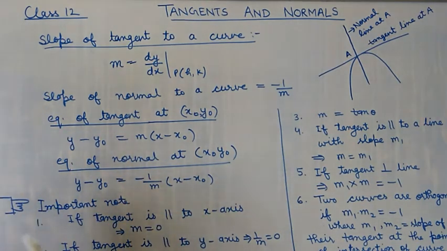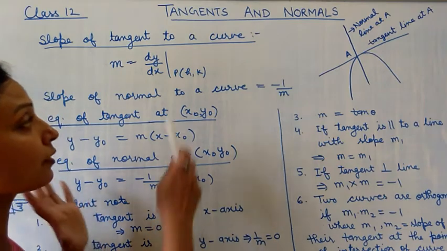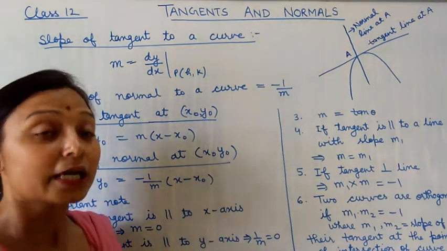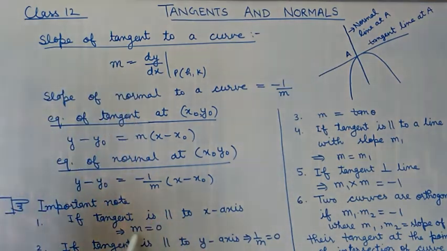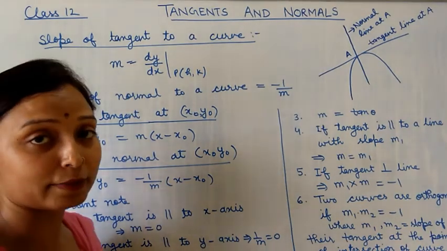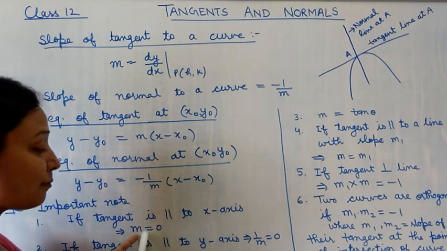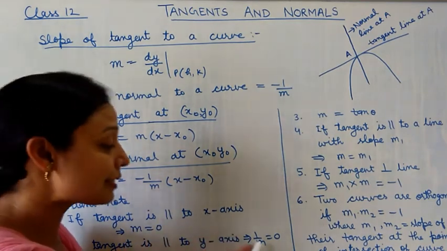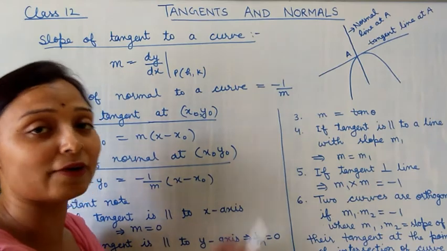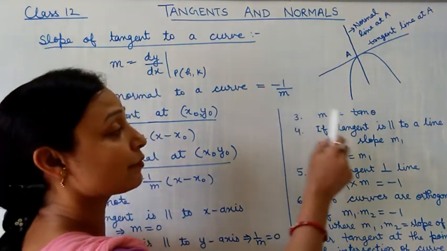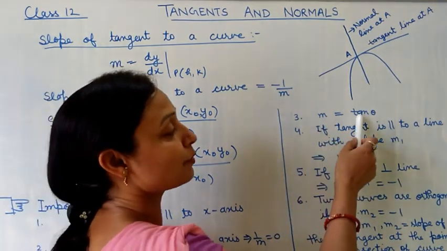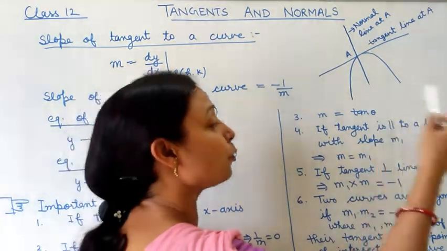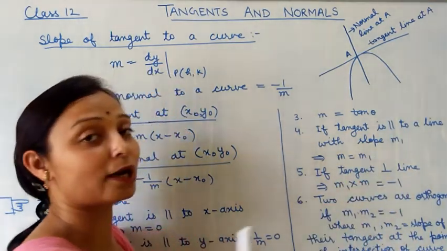And the important note, there are 6 important notes related to the tangent and normal. First, if the tangent is parallel to x-axis, slope is equal to 0. Second, if tangent is parallel to y-axis, then 1 upon m is equal to 0. This means that dy upon dx is infinite, and this means that dx upon dy is equal to 0. Now come to the third. If the angle theta is given for the tangent, you have to take that theta, and slope is equal to tan theta. If tangent is parallel to a line with slope m1, both slopes become equal.